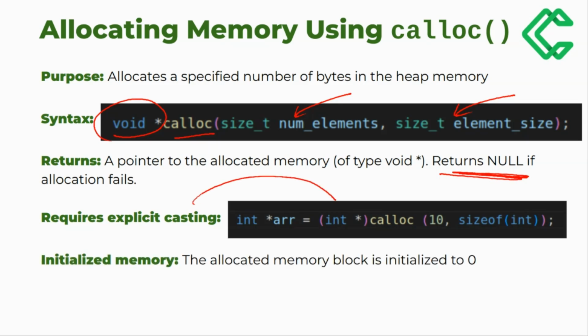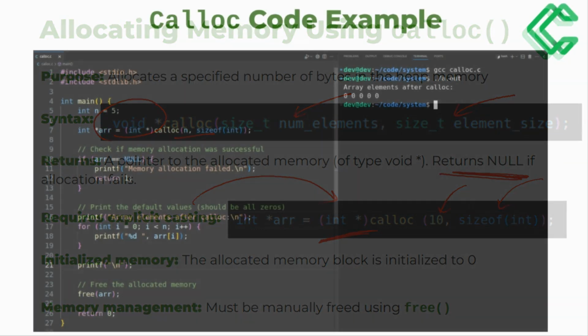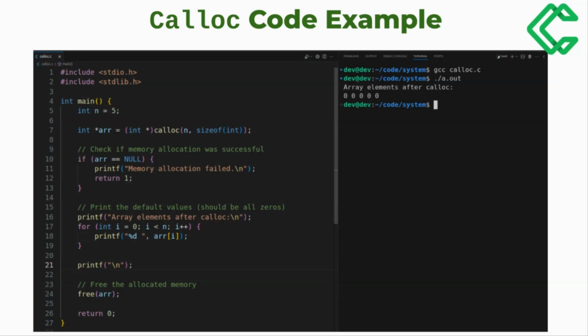For example, this statement allocates space for 10 integers. Here the first argument is 10, which is the number of elements, and the second argument is the element size, which is nothing but the size of an integer. As calloc returns a void pointer, we need to explicitly typecast it to an integer pointer because we are allocating memory for integers. In the case of calloc, the allocated memory block is initialized to 0, and the allocated memory must be freed using the free call. This code demonstrates the use of calloc.